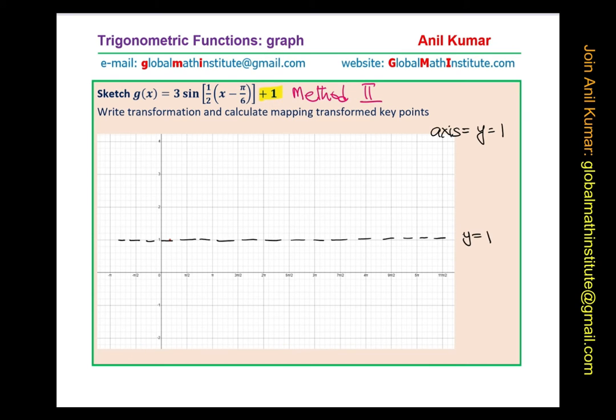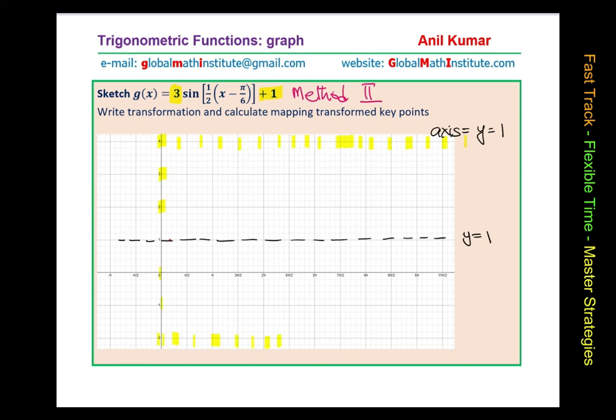Now, we look into the amplitude. Amplitude really means that from the axis, you'll go 3 units up and 3 below, right? So 1, 2, 3. So that becomes your maximum, correct? And 3 down, 1, 2, 3. So this becomes your minimum. You agree with me, right?